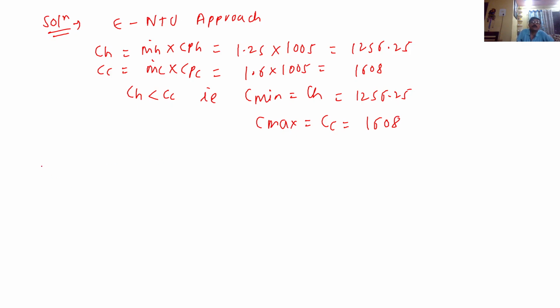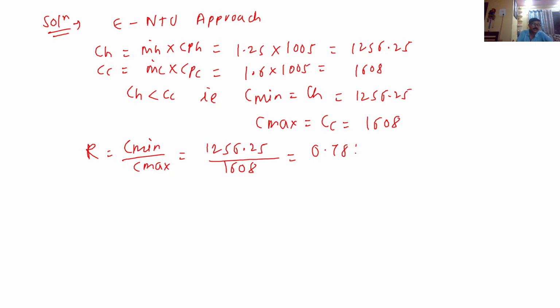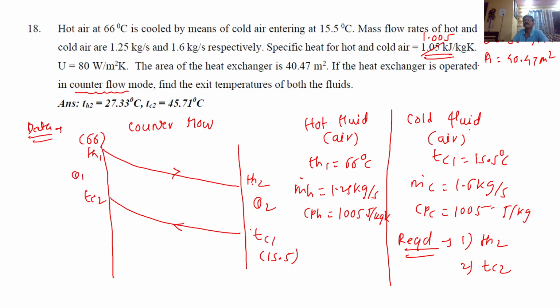Okay. Now I will go for the heat capacity ratio R, that is C minimum upon C maximum. What is C minimum? 1256.25. What is C max? 1608. So if I calculate R, it comes as 0.7812. Okay. Now the next part, NTU, number of transfer units. The formula is UA upon C minimum. So what is U? U is given in the problem, 80.